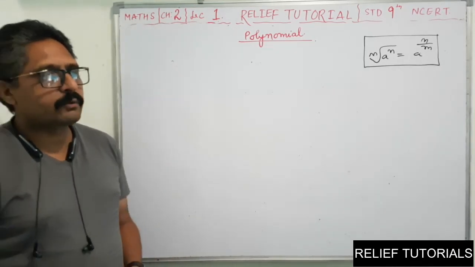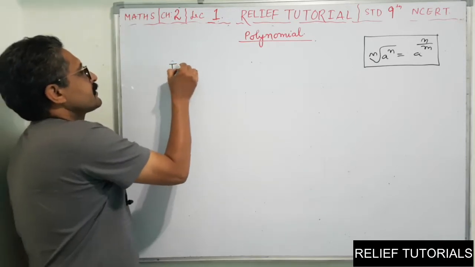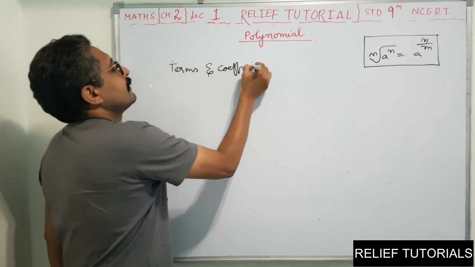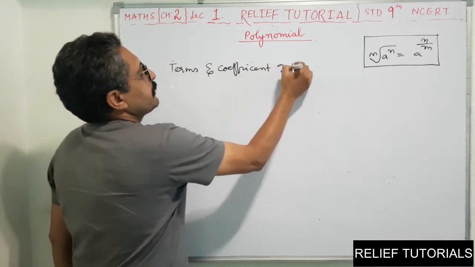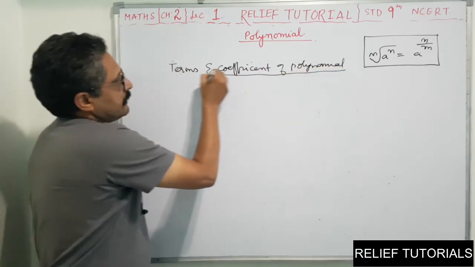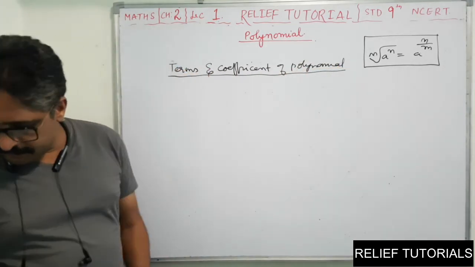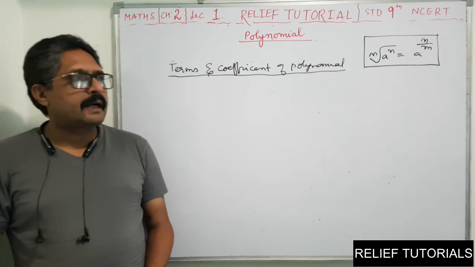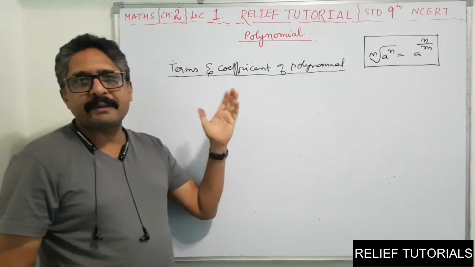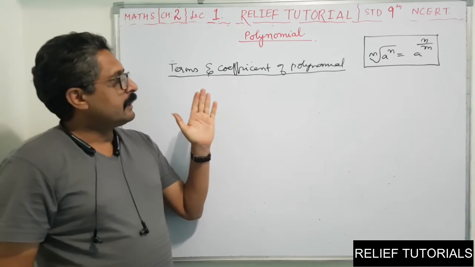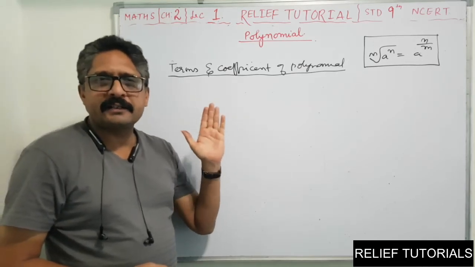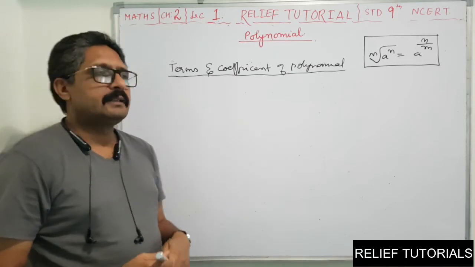Now terms and coefficients of a polynomial. So we are going to discuss terms. The parts of a polynomial separated by algebraic operations like plus, minus, multiplication and division are called terms. See, I will write one.